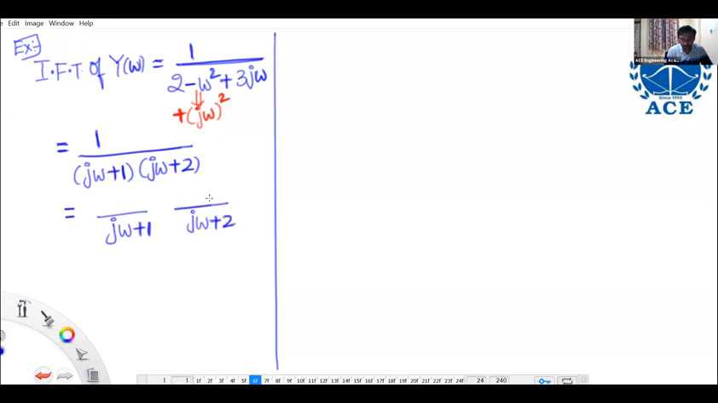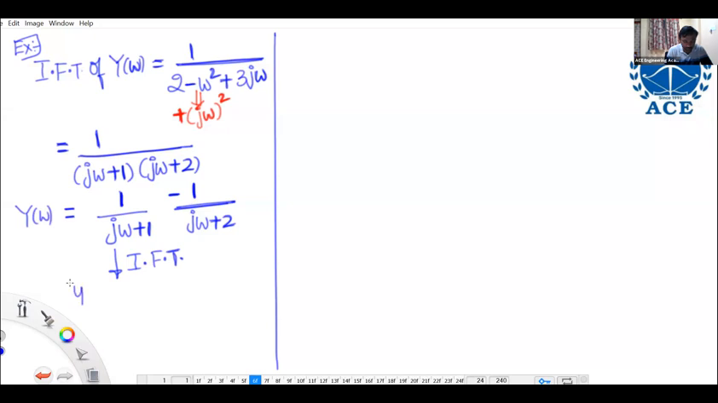Take the partial fraction expansion. For getting this residue, close the term with your hand. J omega placed at minus 1 means 1. For getting this residue, close the term. J omega placed at minus 2 means minus 1, in the other expression. Everyone recollect? 1 by a plus j omega is our first relation.